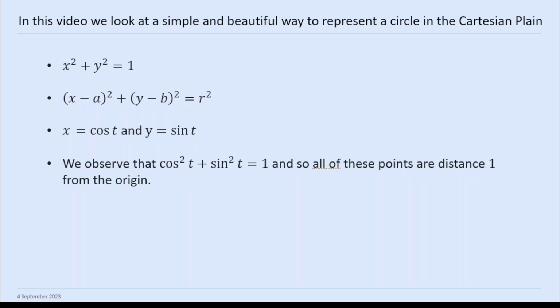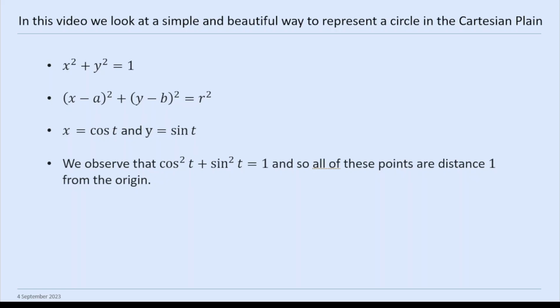But today we're going to look at a different way of defining it, which is x equals cos t and y equals sine t together. So they're both expressed in terms of a parameter t, which goes from 0 to 2 pi. And that traces out a circle. And one way to understand that is to see that cos squared t plus sine squared t equals 1.